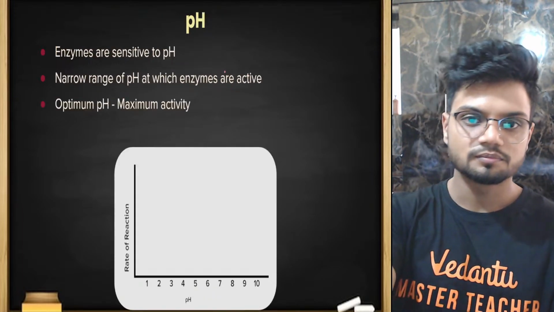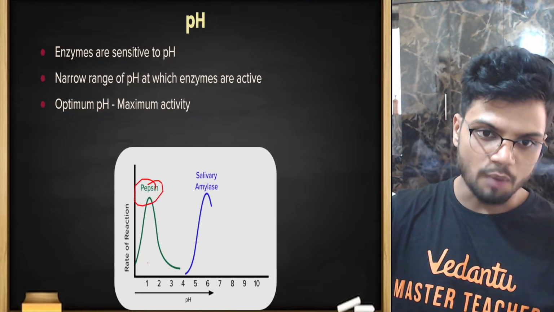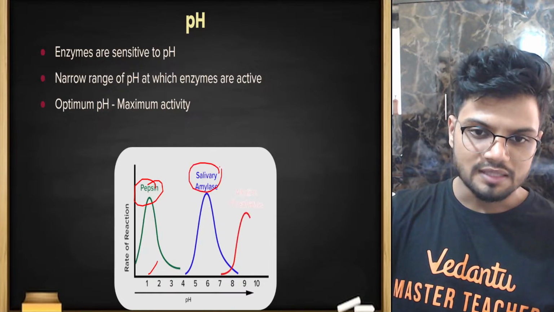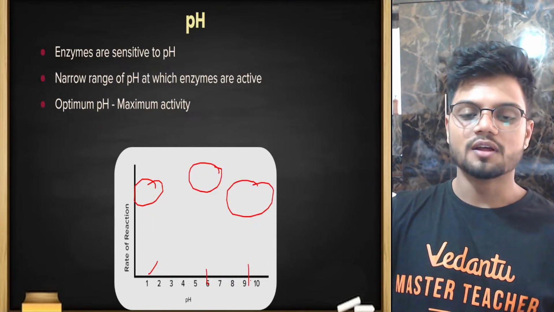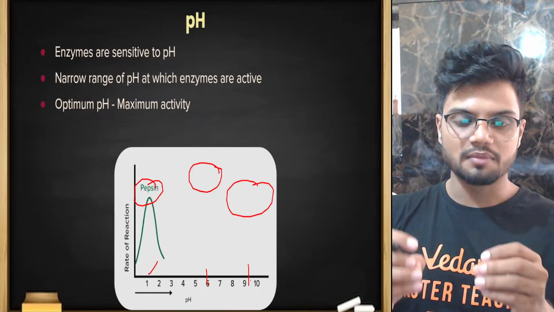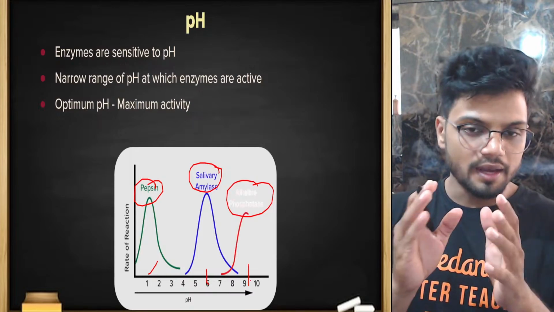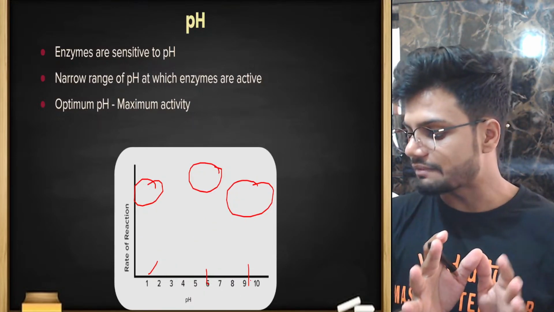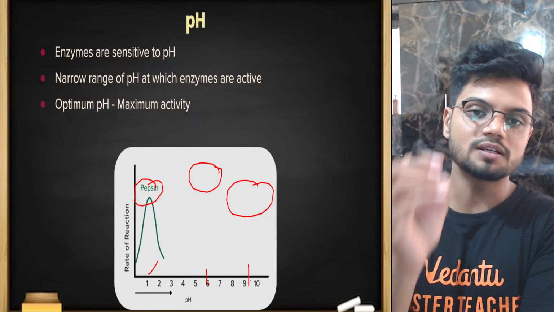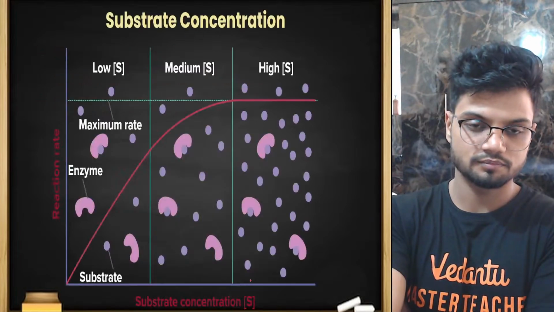Okay. Now pH goes the same way. For example, pepsin has the optimum pH at around 1. Salivary amylase has a pH of 6. Alkaline phosphatase has around 9. So every single enzyme has a favorite pH where it works very well. Anything more than that or anything below that, the enzyme will not work. Every single enzyme has a very favorite, or optimum, pH level.